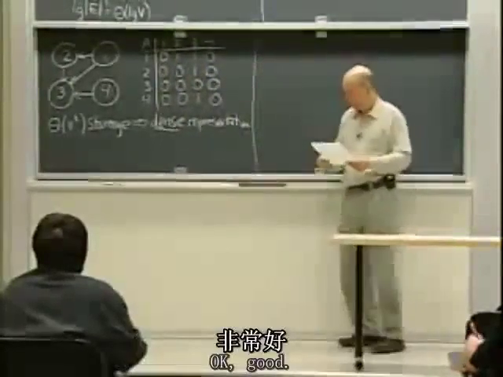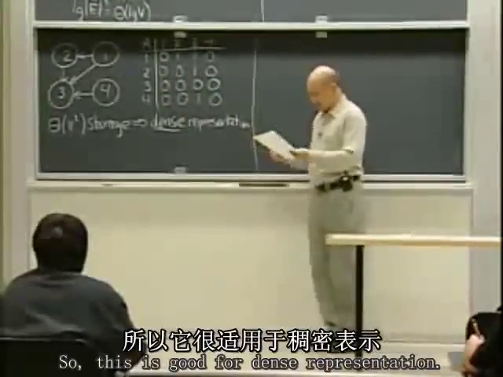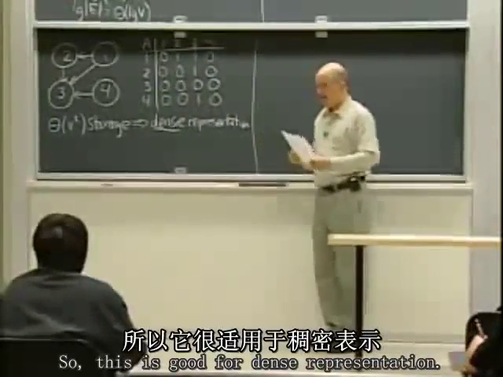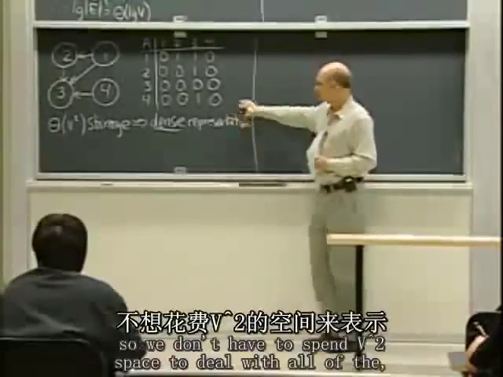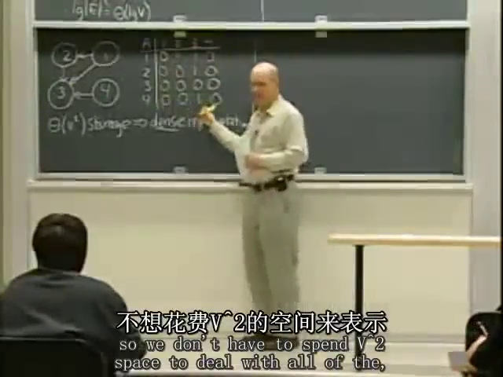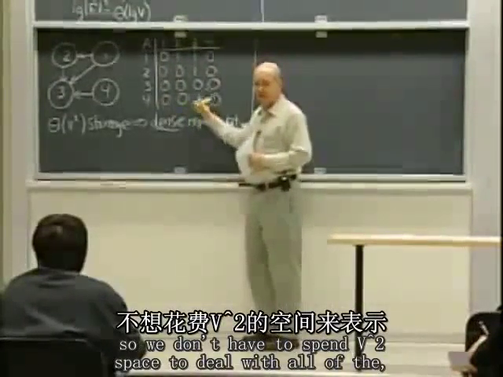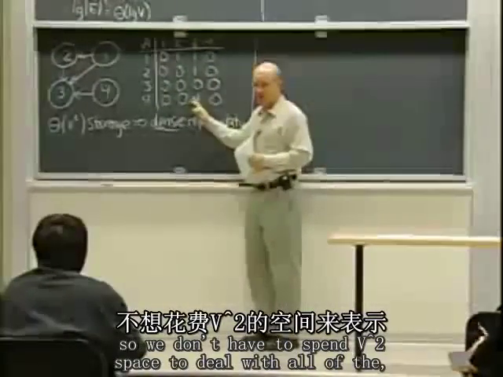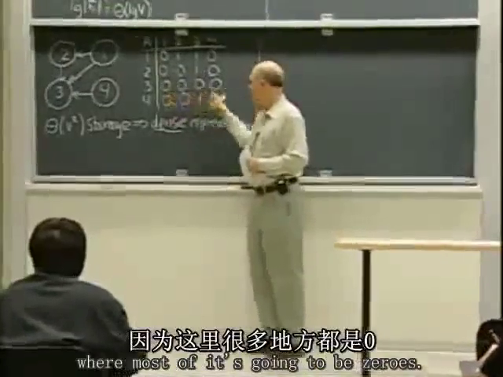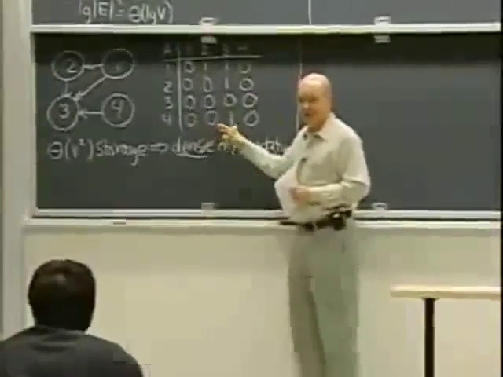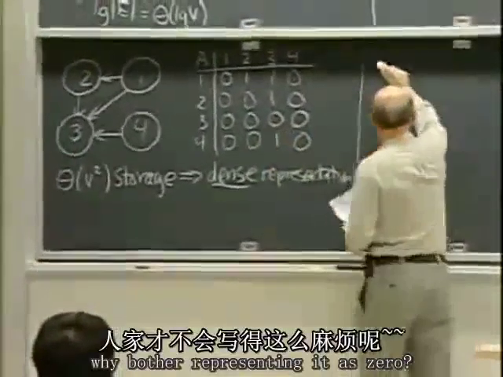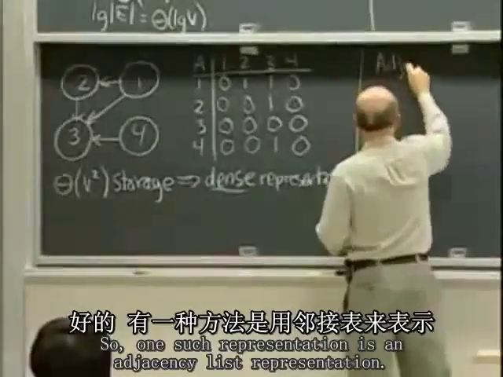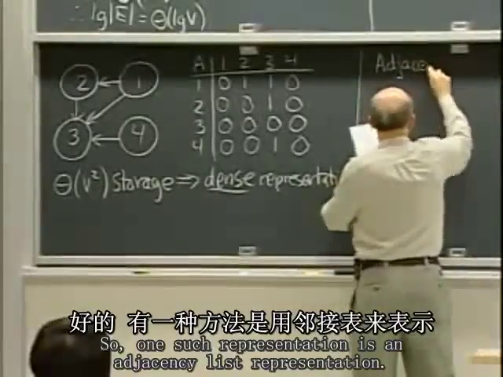Okay, good. So this is good for a dense representation, but sometimes you want to have a sparse representation so that we don't have to spend v squared space to deal with all of it, where most of it's going to be zeros. It's sort of like if we know it's zero, why bother representing that it's zero? So one such representation is an adjacency list representation.